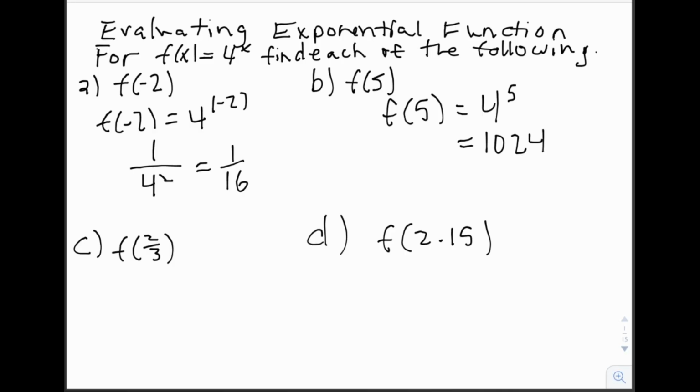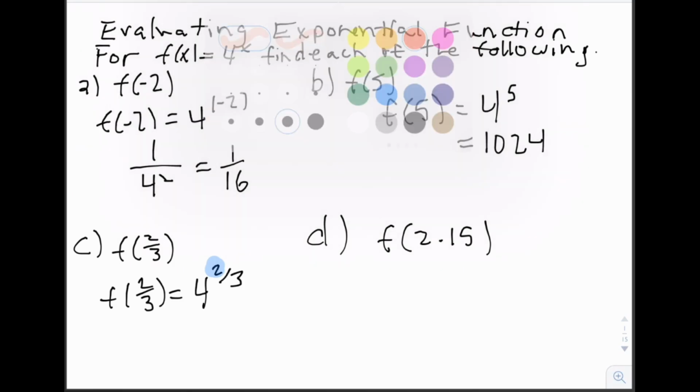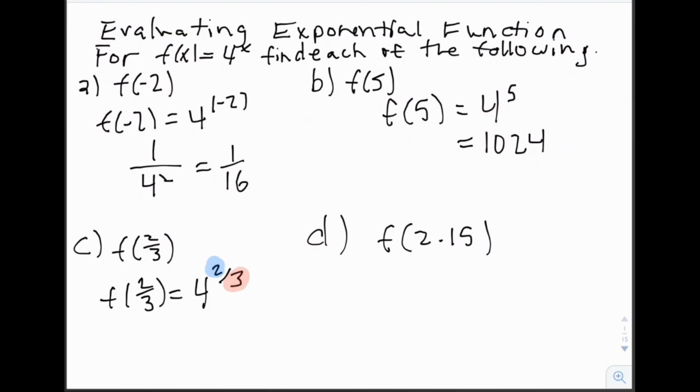Now we want to evaluate this 2/3. Again, every single time we see an x, we replace it with this 2/3. So that will get me 4 raised to the 2/3. Another way that we can write this is that the top number is what we raise it to, and the bottom is going to be our radical. So we can rewrite this as the cube root of 4 and then take that quantity and square it. That should get us approximately 2.52.